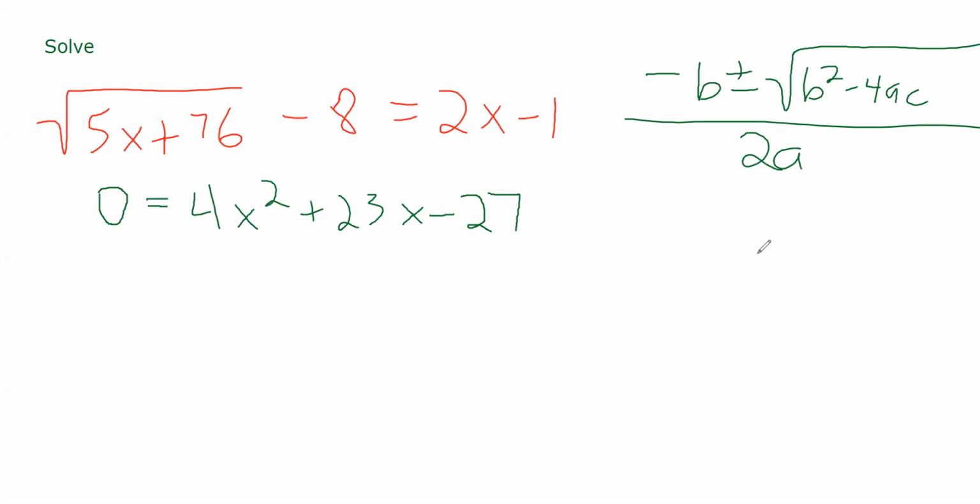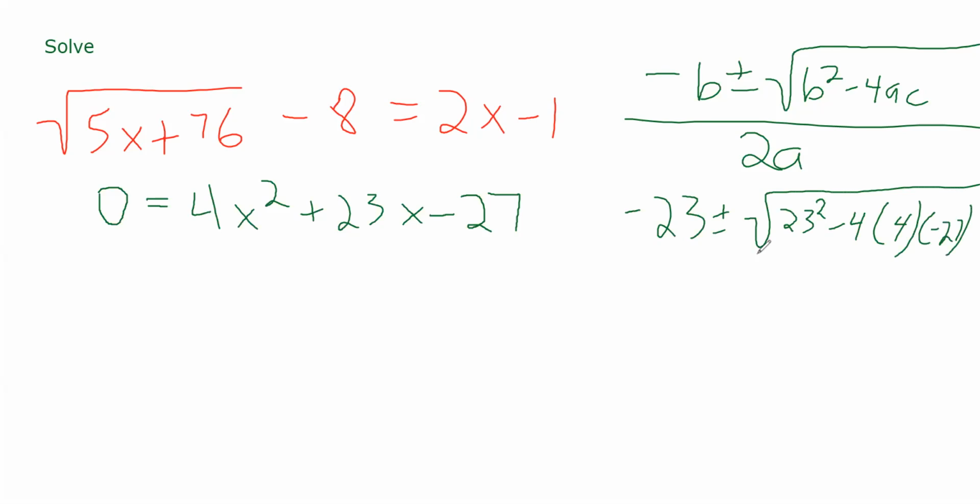Okay, so quadratic formula, A is 4, B is 23, C is negative 27. So according to the quadratic formula, negative B, negative 23, plus or minus the square root. Now we have to do the discriminant. 23 squared, I might want a calculator for that. Minus 4 times negative 27. Had we factored it to solve it, we probably wouldn't have needed a calculator. But it's always good to get exposure to the quadratic formula.